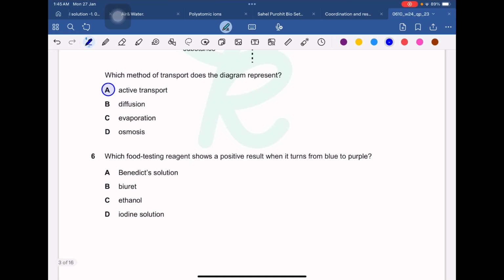The question says which food testing reagent shows a positive result when it turns from blue to purple. Now we very well know that the reagent that turns from blue to purple is the biuret solution. So the answer will be biuret, and biuret solution is used for testing of proteins. Let us move to the next question.